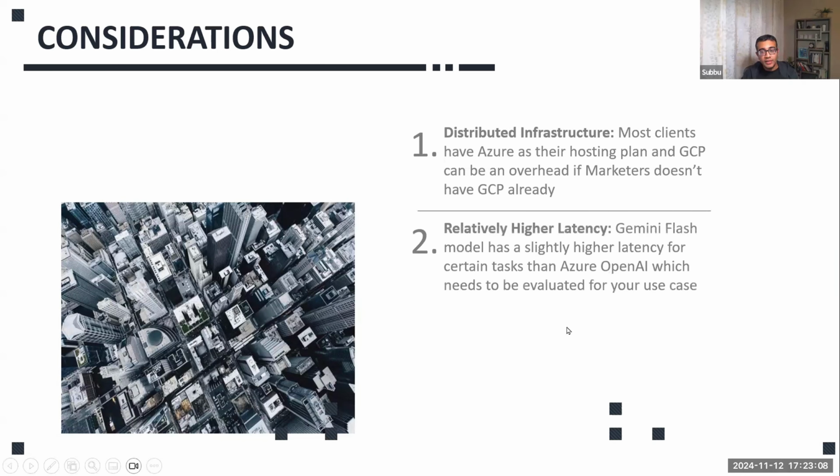And the other one is the relatively high latency. For certain queries, the Gemini Flash model has a higher latency for certain tasks as well. Based on my experience, sometimes it takes about 3-4 seconds, while the Azure OpenAI 4 mini consistently takes only about 2.3 seconds. So it kind of varies. Sometimes the Gemini Flash model is able to respond within 1 second as well. So between 1 to 4 seconds is what I've seen for my use case. This is something they might improve on over time.